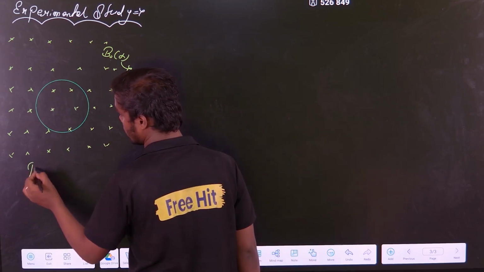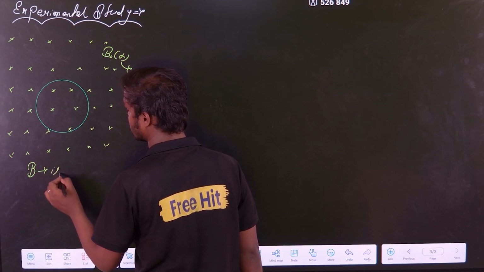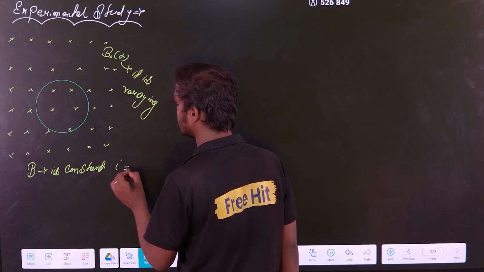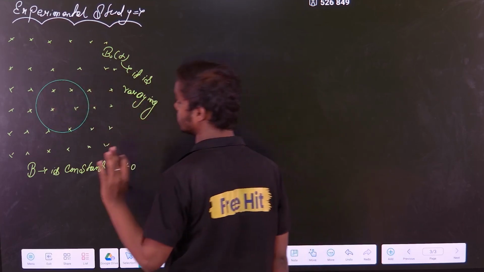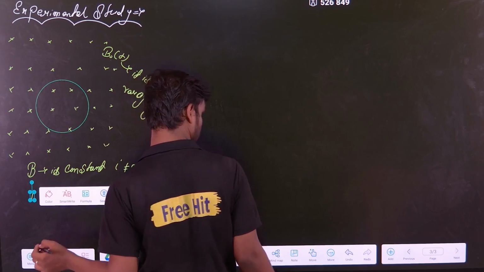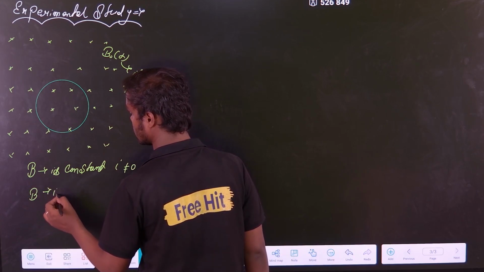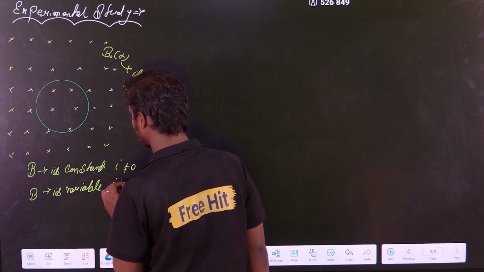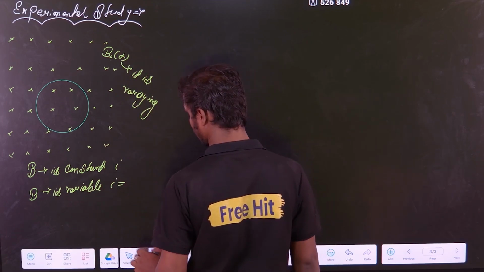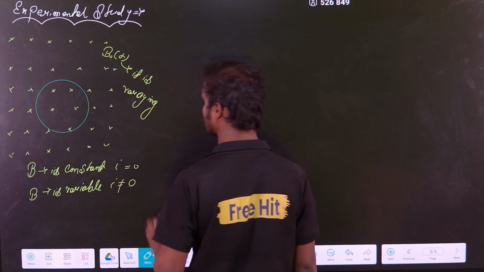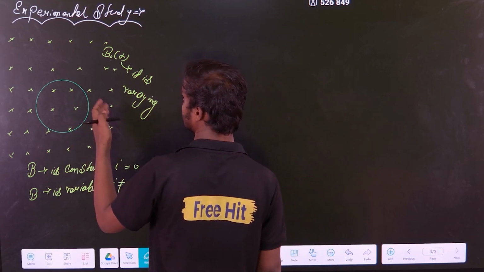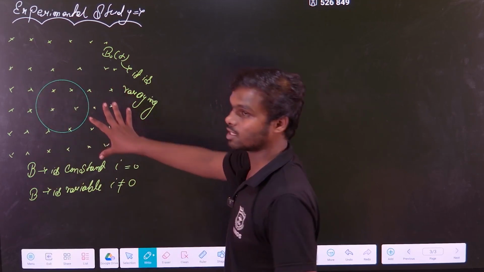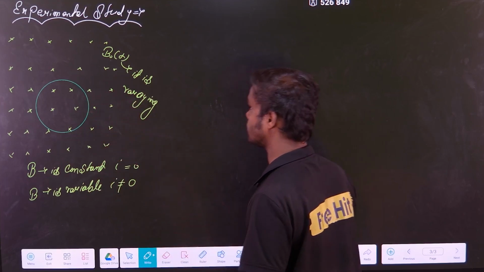What they have seen is, when my magnetic field B is constant, there is no current in the loop. I is 0, there is no current. But when the magnetic field is variable, then, sorry, when it is constant the I is equal to 0. When it is not constant, then I is not equal to 0, means there is some current. It can be in any direction, like this or this, it doesn't matter, but there is some current, not equal to 0 here.